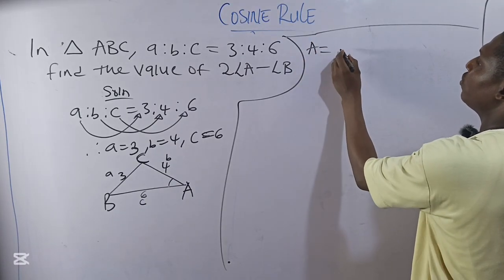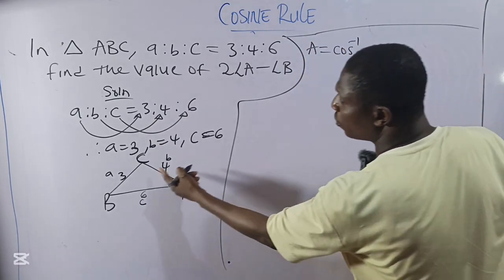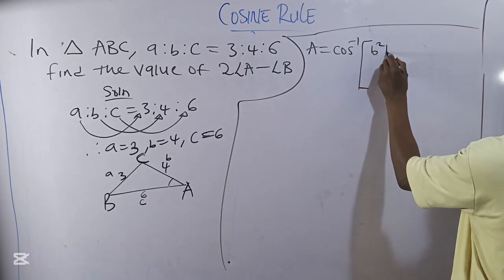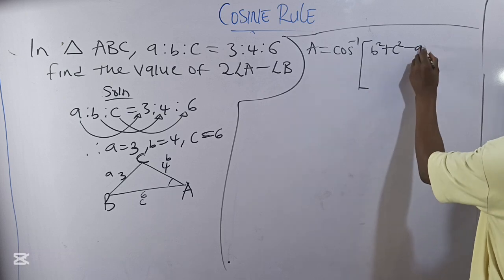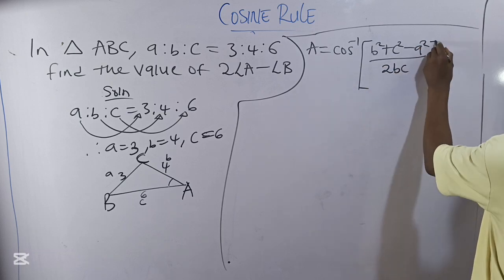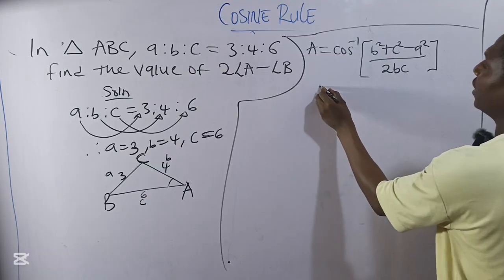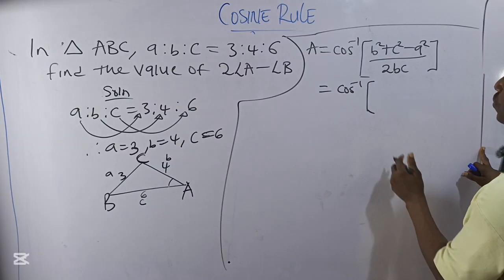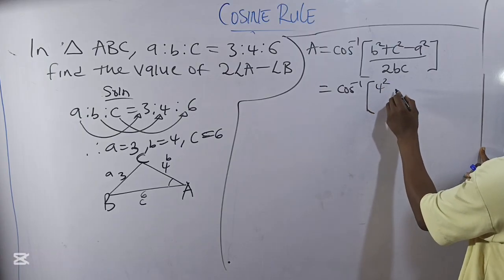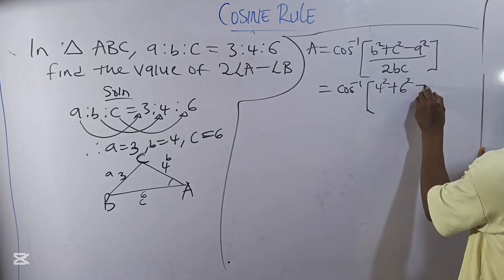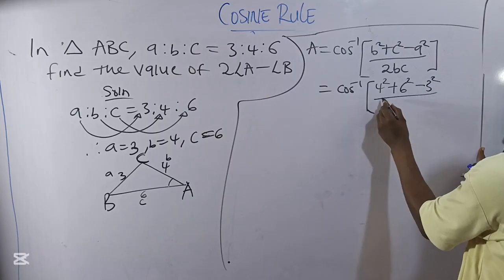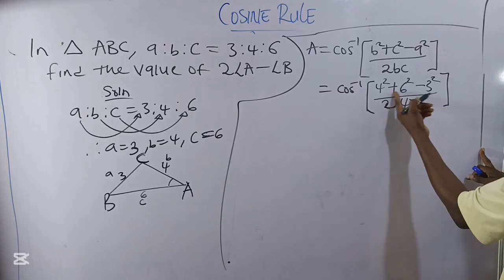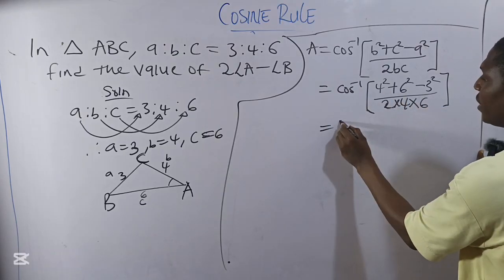My angle A should be equal to, since the 3 sides are known, I can use my cosine rule. Remember, cos inverse of b square plus c square minus small letter a square all over 2bc, close brackets. And I'll have cos inverse of, my b is 4, so I have 4 square, and my c is 6, 6 square, minus my value of a, 3 square, all over 2 times 4 times 6.